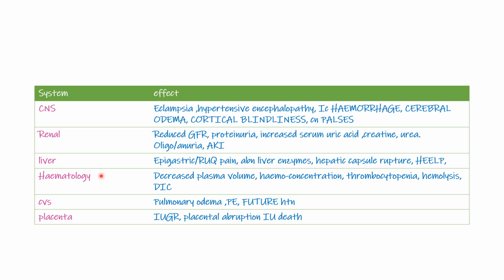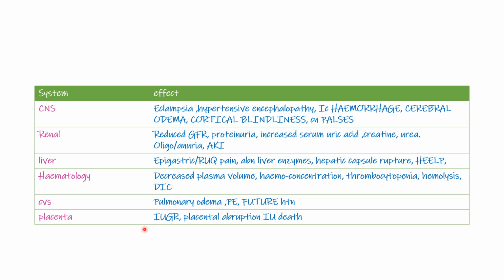So in terms of liver, epigastric or right upper quadrant pain, as we talked about, you're going to have abnormal liver enzymes, where you have the capsule or hematomas, and it ruptures, then you're going to have hepatic capsule rupture or HELLP syndrome. So in terms of hematology, we have discussed this just as a summary: decreased plasma volume, hemoconcentration, thrombocytopenia, hemolysis, and DIC. CVS, we said pulmonary edema, pulmonary embolism, future hypertension.